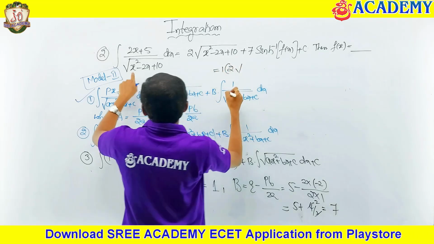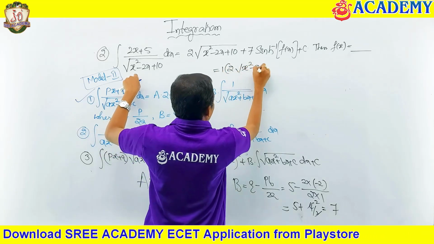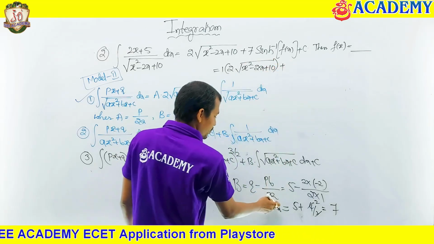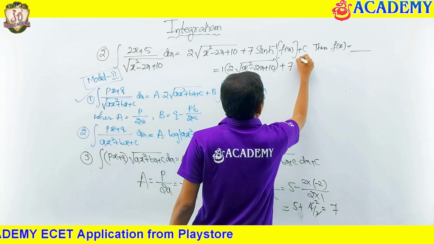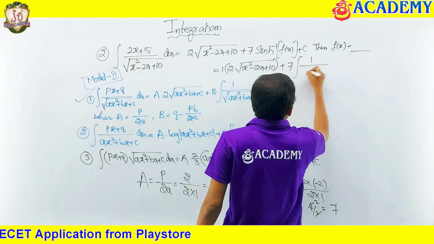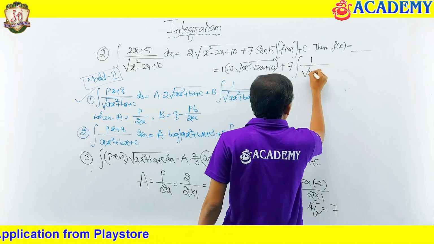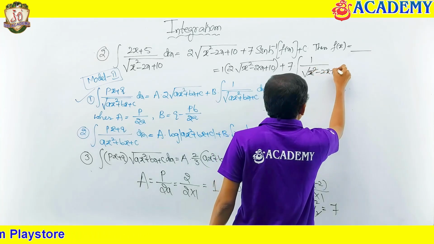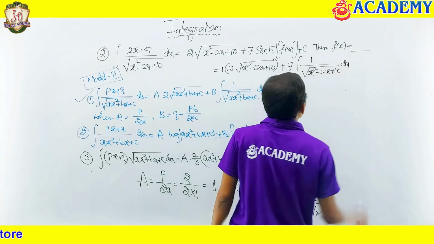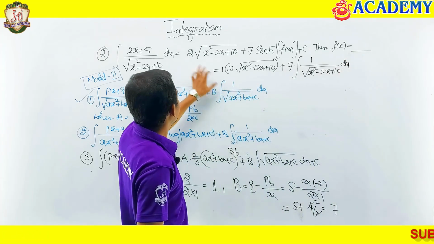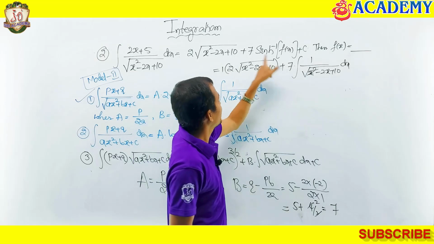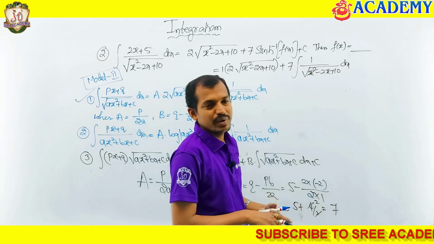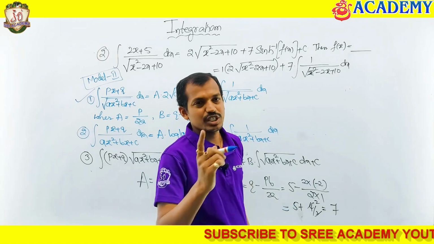If you write by using this, the a value is 1, so 1 into 2 into root over x square minus 2x plus 10, plus b value 7 into integral of 1 divided by root over x square minus 2x plus 10 dx. Here it is matching, see, the 7 we have. Indirectly this is the answer we required, that is integral of 1 by root over x square minus 2x plus 10.